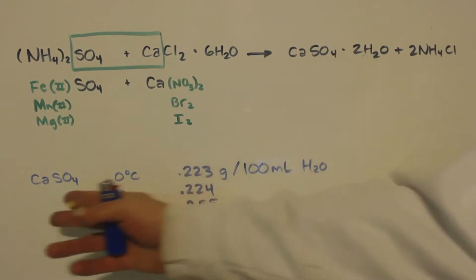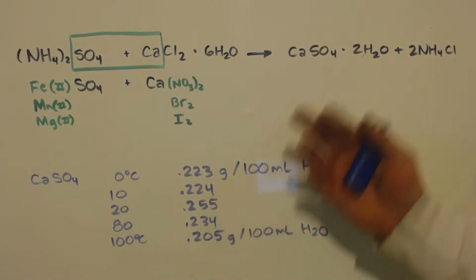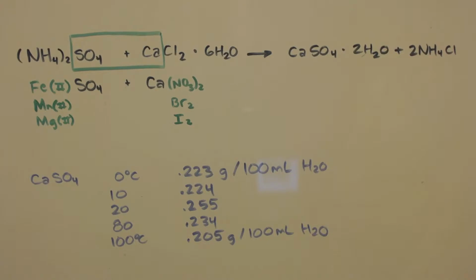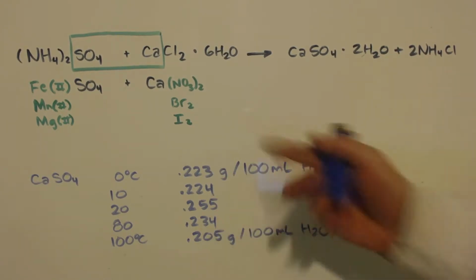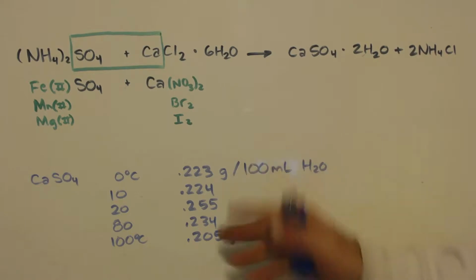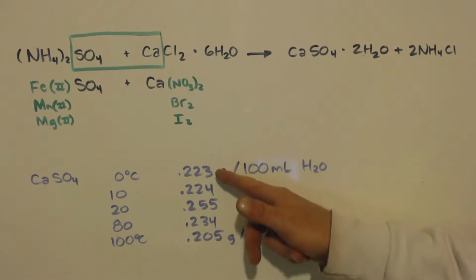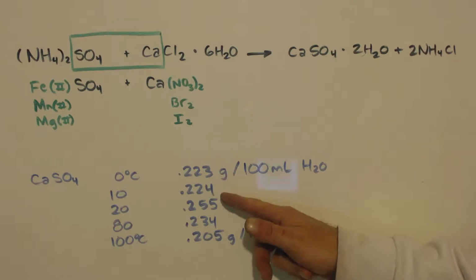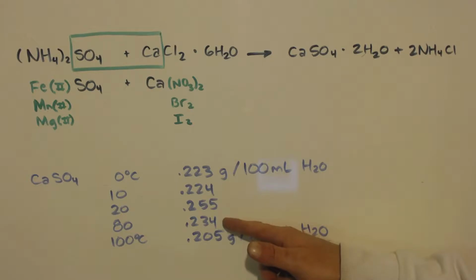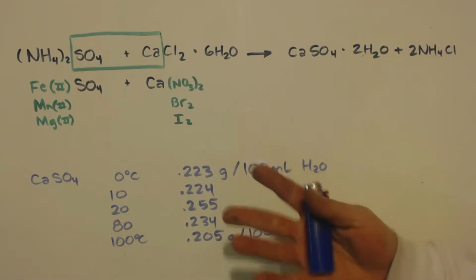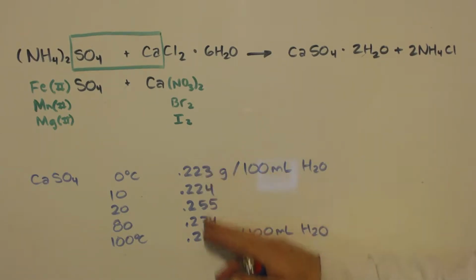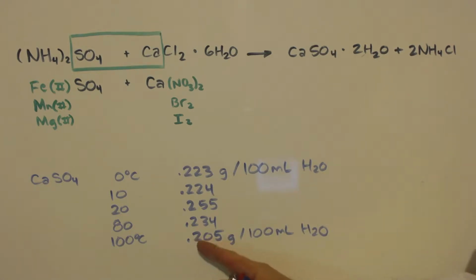Now look at the solubility of calcium sulfate. That's another weird thing about this, and why I wanted to bring up calcium sulfate: it has a sort of retrograde solubility. It's weird, because the hotter things get, the more soluble it should get. And it does, up until 20 degrees. Then look, at 80 degrees it's going down, and at 100 degrees it's going down even more. It's got a freaky solubility, but you can see the difference between all of them is like 0.02 grams per 100 milliliters.